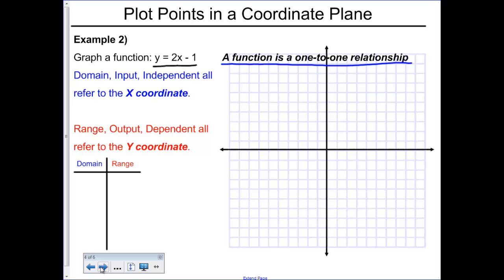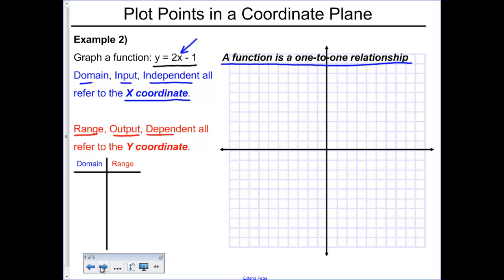We've got domain, input, and independent. They all mean the same thing as the x-coordinate. That's the one you can pick any number you want for. So in our function, x here is our domain, input, or independent value. So we have one input matching exactly one output.